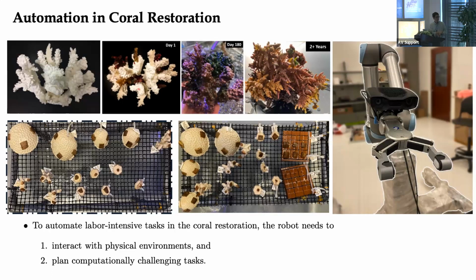Some of the requirements for this robotic system to work well in this environment are that the robot needs to interact with a physical environment, and there are some computationally difficult tasks we have to implement on our engineered system. As a human, if you see this type of figure, you can probably think about the steps you have to do to set up this coral restoration process. But from the robotics perspective, robots are not as smart as humans for now. So we have to program step-by-step instructions into the robotic system, and there are computational challenges we have to overcome in order to adopt robotic manipulation.